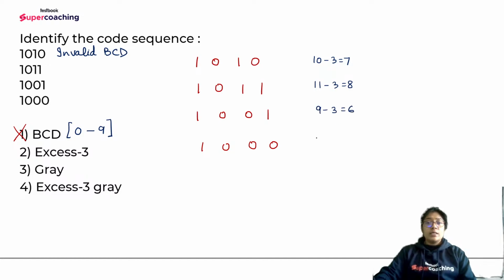Is it giving you any sequence? This is 8 minus 3, that is 5. Is it giving you the sequence 7, 8, then 6? This is not possible, so this is not XS3.